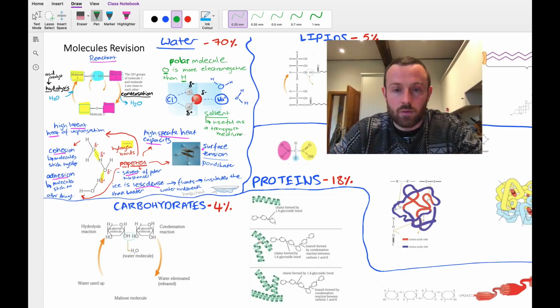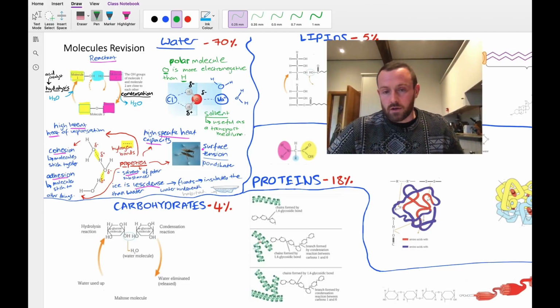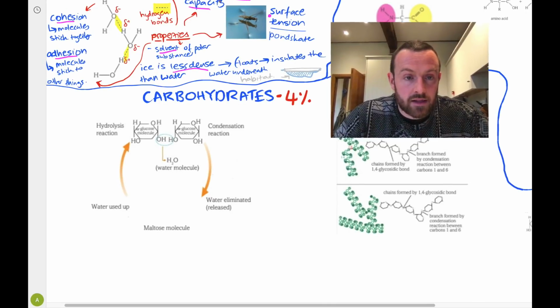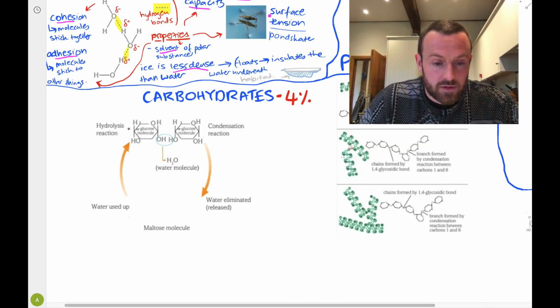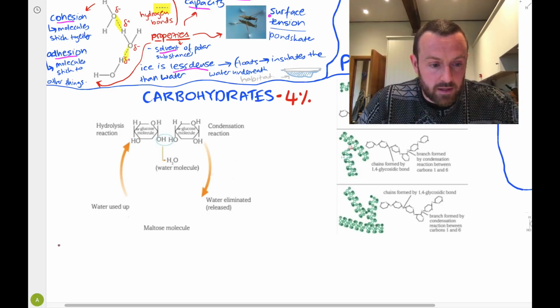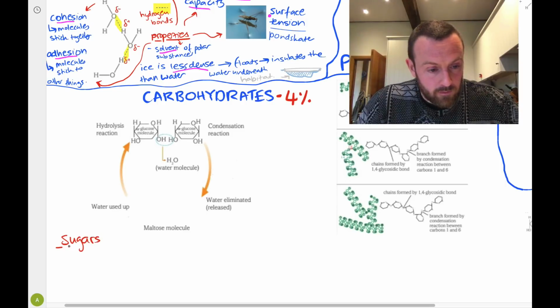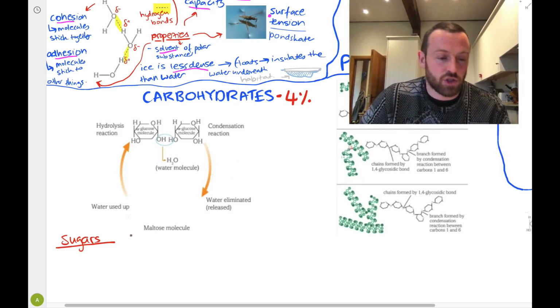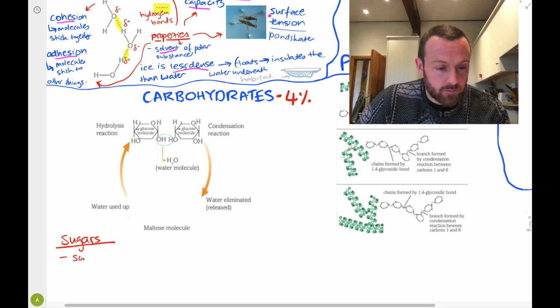Okay, the next thing that we're going to look at is carbohydrates. So what are carbohydrates? The first thing that we need to know is that they are built of sugars. We're going to talk about sugars probably down here, in fact. Sugars are the fundamental building block of carbohydrates. So what is a sugar? Well, sugars are sweet. They are crystalline solids.